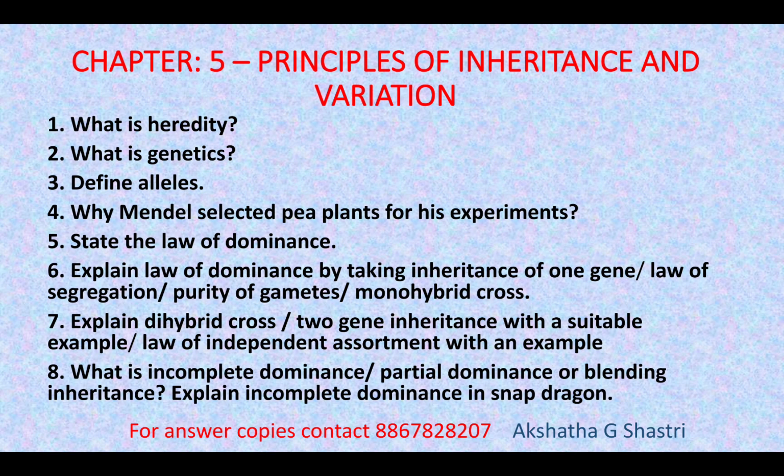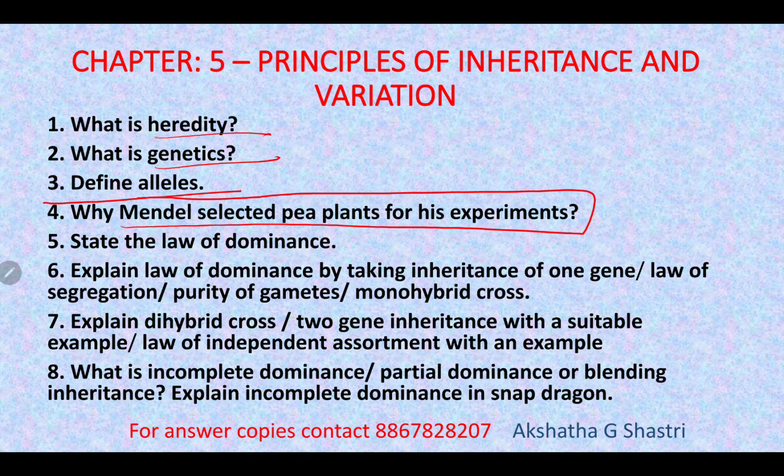Let's go for the 5th chapter, very important chapter, Principles of Inheritance and Variation. What is heredity, they may ask in this, genetics, alleles, why Mendel selected pea plants for his experiment, state the law of dominance, explain law of dominance by taking an inheritance of one gene, or else they may also ask like this, law of segregation, purity of gametes or monohybrid cross.